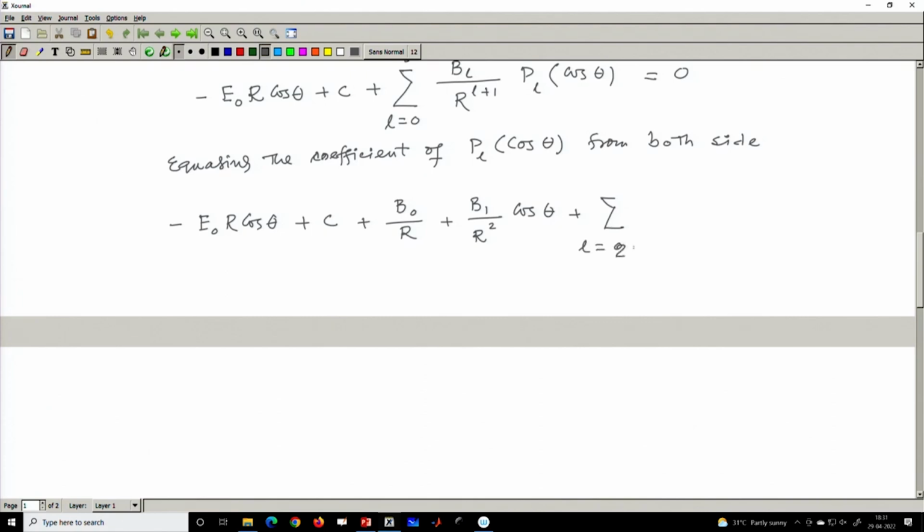L now goes from 2 to infinity, because I already took L 0 and 1 outside. So, it should be B L divided by r L plus 1 and P L of cos theta equal to 0. Okay.